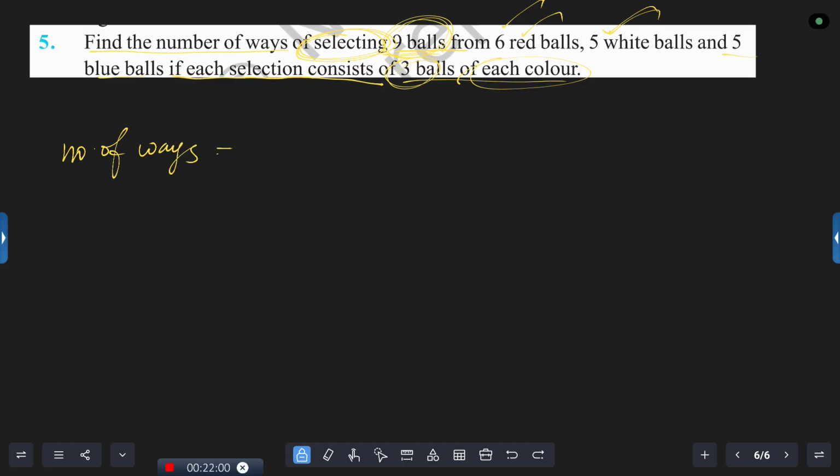Directly let me go. 6 red is there. From the 6, 3 balls I'm going to select. I need 9 balls. I'm not giving 9 here. If I give 9, plus will come. But I don't have 9 balls here to take, so I'm not taking enough balls. So what do I give here? Multiply. Understand? And next, 5 white is there. From that, 3. Multiply. And 5 blue is there. From that, 3. That's it.